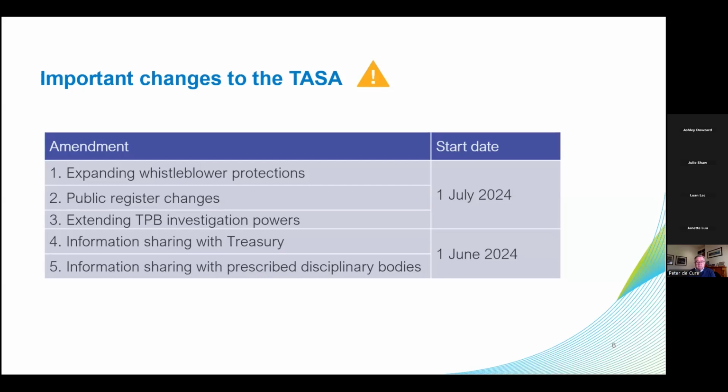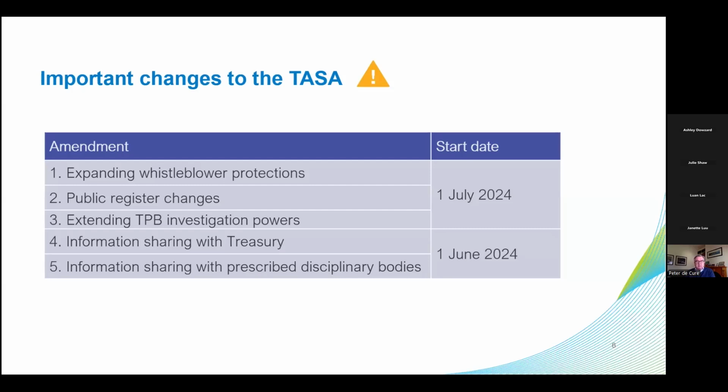There are public register changes that enable the publication of additional information that will appear on our TPB public register. There's an extension of the TPB's investigation period from 6 months to 24 months. And that really is for the major, most complex cases, not the day-to-day run-of-the-mill cases.